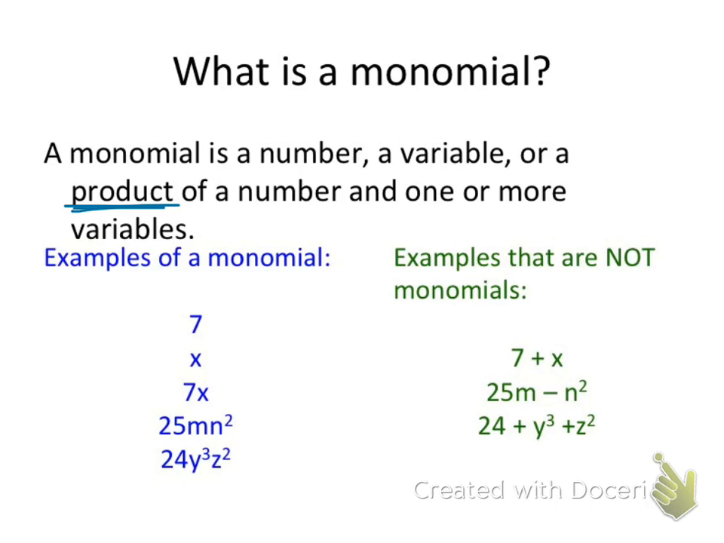And then the third one, 24 plus y cubed plus z squared, we call that a trinomial. Once you get past 3 terms, or 3 monomials put together, it becomes a polynomial. And in 8th grade, you're going to be factoring and doing all kinds of fun stuff with polynomials.